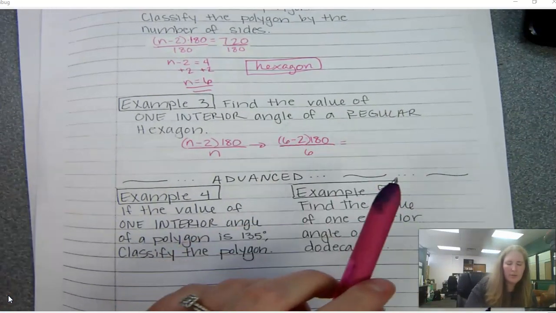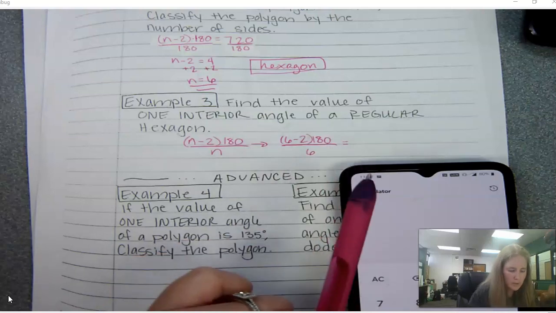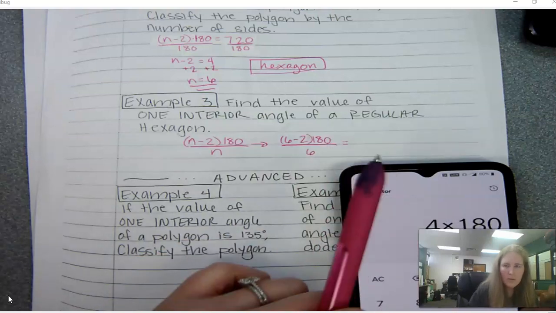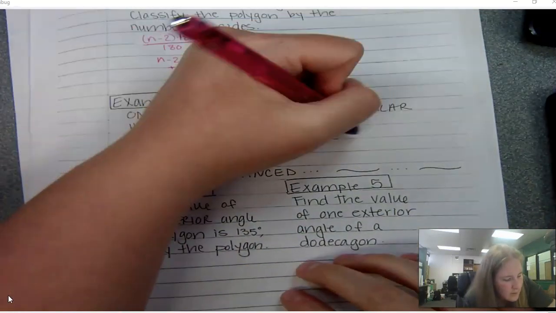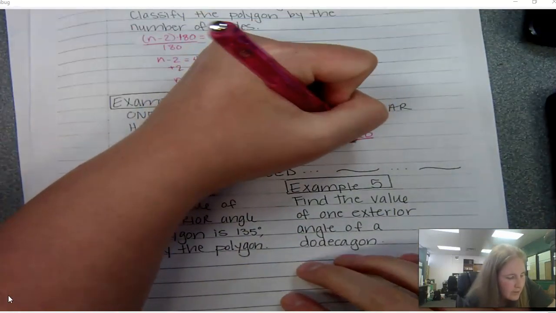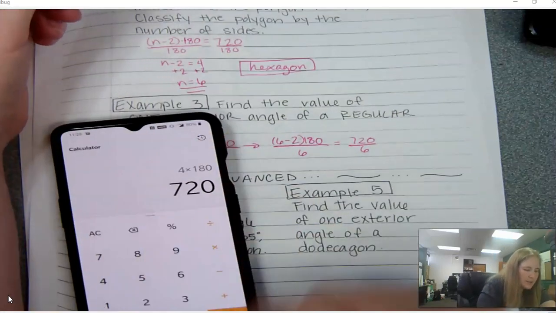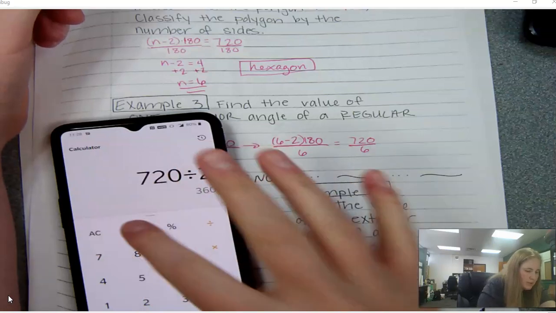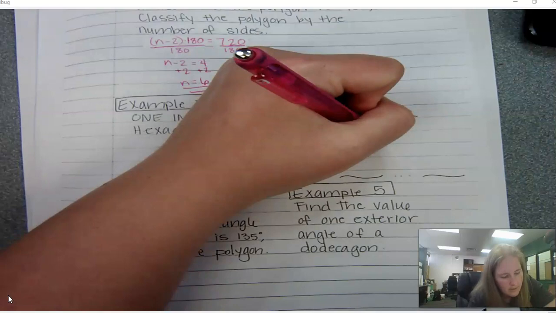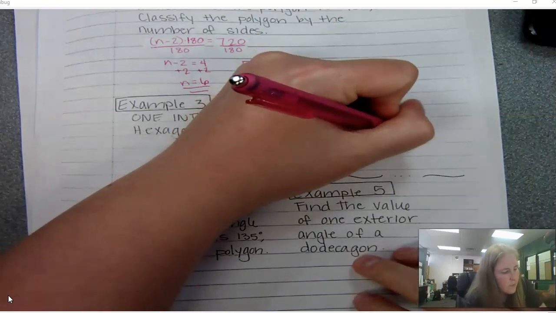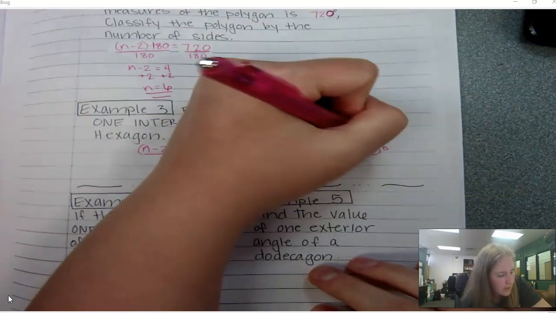Okay, I like to just go ahead and solve it out. 6 minus 2 is 4. So 4 times 180 would be 720. So we get 720. And then we want to divide that number by 6. So you get 120. So what did we just figure out? We found the value of one interior angle of a regular hexagon.